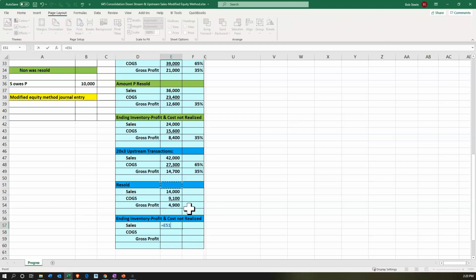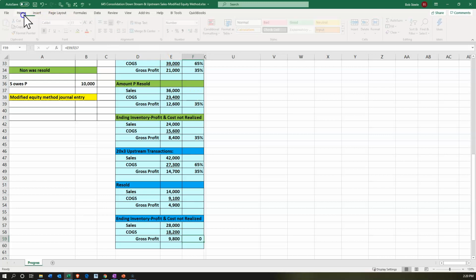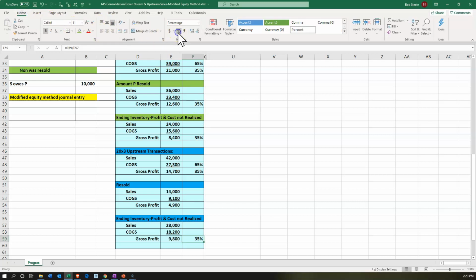So it's going to be the 42 minus the 14. The cost of goods sold is the 27.3 minus the 9.1. And if we subtract those two out, then we get the 9.8. It should be the same gross profit percent. So let's just double check on that. Double check. And there we have that.